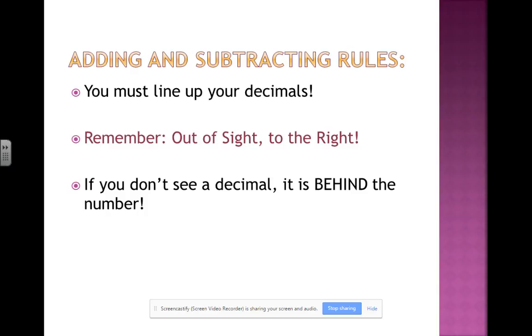We're going to first line up our decimals. Remember we talked about in class, out of sight to the right. What that means is if you have a whole number, you're not going to see your decimal, but your decimal is always there. If it's out of sight, it's always to the right.